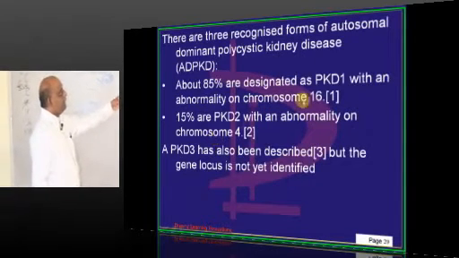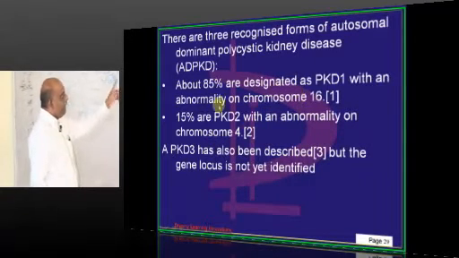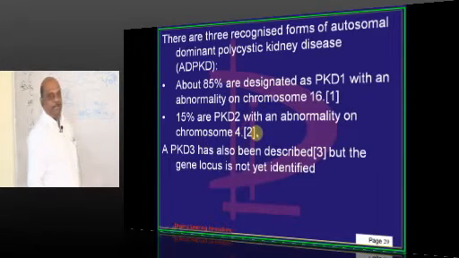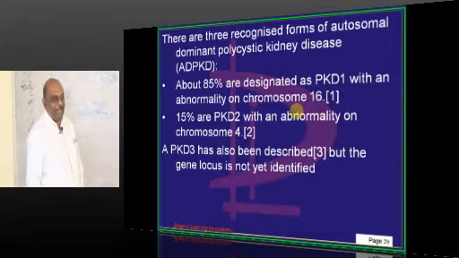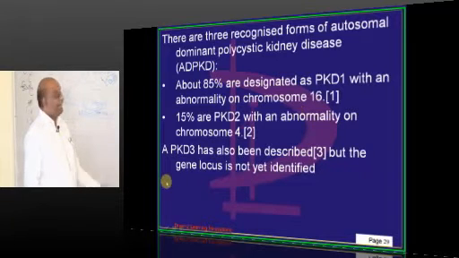Then once more, PKD1, PKD2, two genes are there. PKD1 is on 16, you may go well prepared to the exam, examiner will ask you PKD2. That is on chromosome number 4, don't forget.